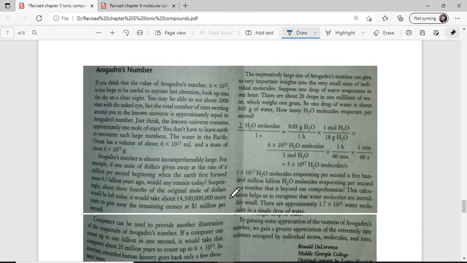For example, if you have 1 mole of dollars given away at the rate of one per second, starting from the Earth's formation around 4.5 billion years ago, you would say that none would remain today. Surprisingly, around three-fourths of the original mole of dollars would be left today. It would take a very large number of years to give away the remaining money at a rate of $1 per second.